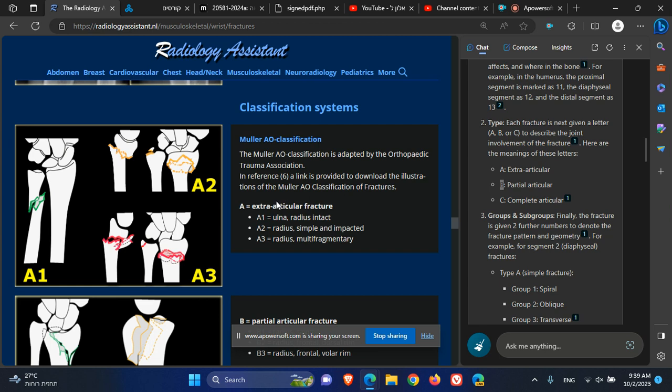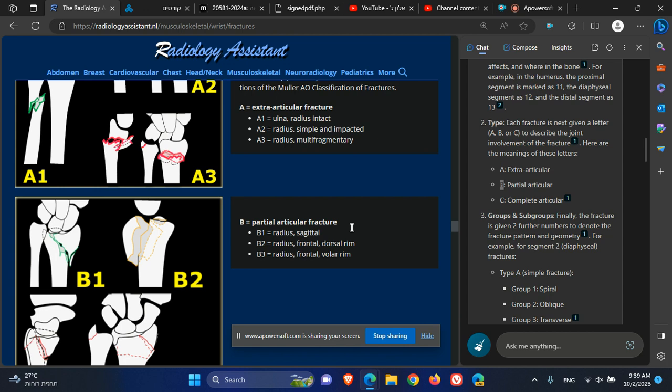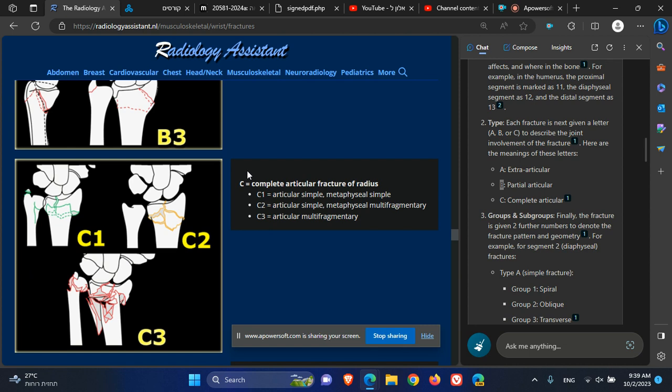So A1 is when the ulna is broken, but the radius is intact, and all the A fractures are extra-articular by definition. B are partial articular fractures, namely the fracture line goes to the articular surface but does not include all the articular surface. And C is complete articular fracture of the radius. So you can see that the fracture line goes throughout all the articular surface.